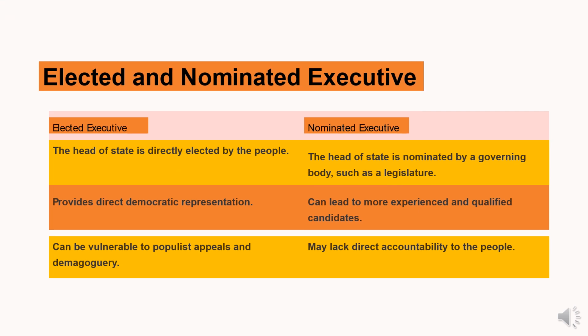Elected and nominated executive. In government, elected and nominated executive refers to different types of leadership roles within the executive branch. Here's a breakdown of these terms. Elected executive. In the elected executive, the head of the state is directly elected by the people. An elected executive is an individual who attains their position through a democratic election process.